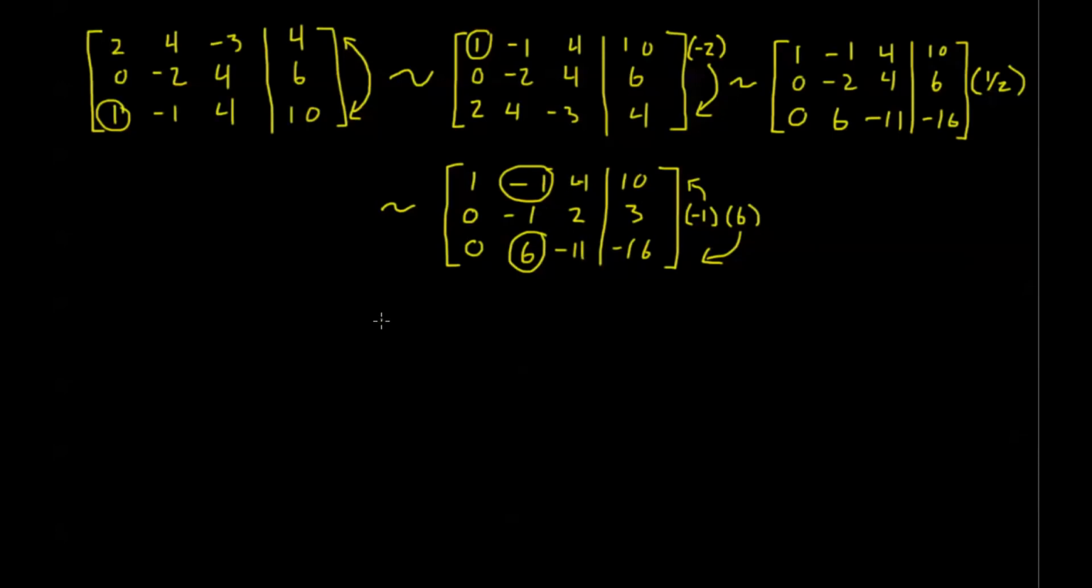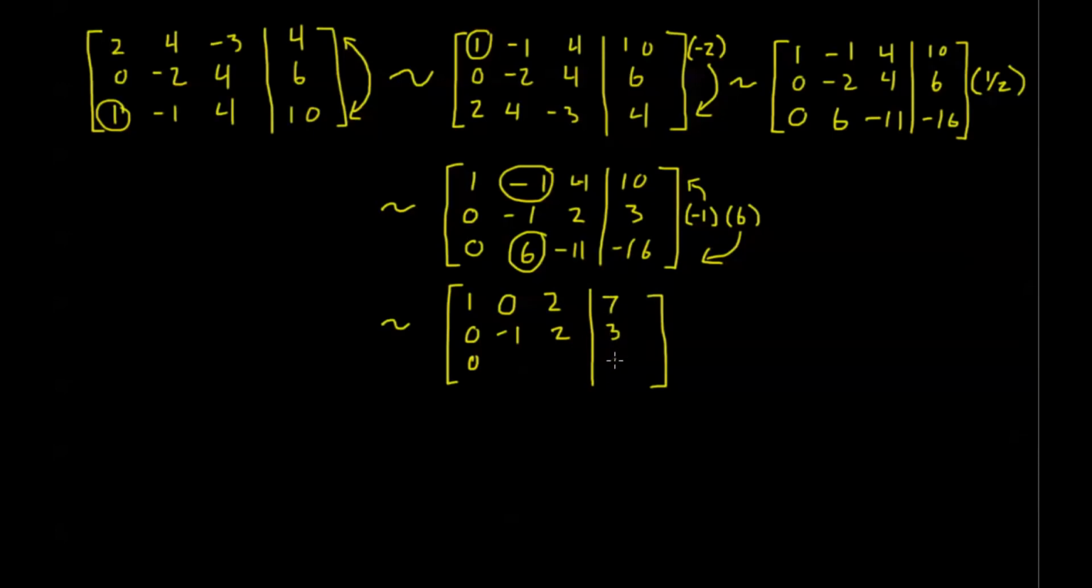Okay. My first column is unchanged. My middle row is unchanged. Now, multiplying my middle row by -1 and adding it to my top row is going to give me a 0 here. I'll have a -2 plus 4, which is just 2. And I'll have a -3 plus 10, which is 7.